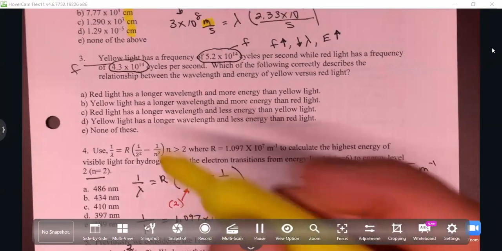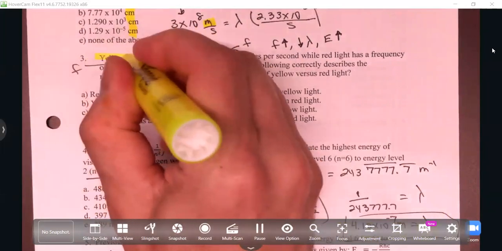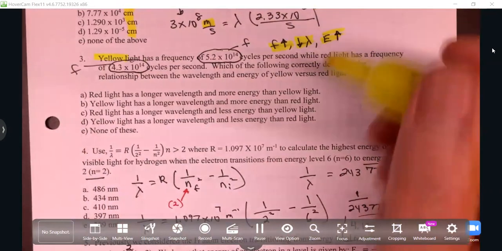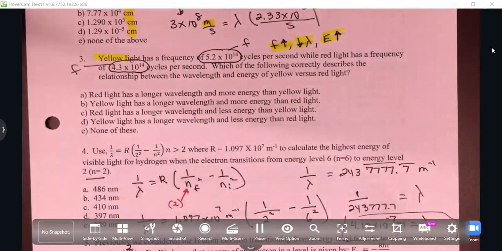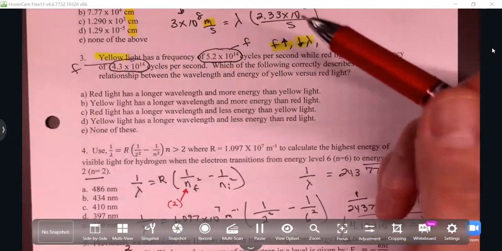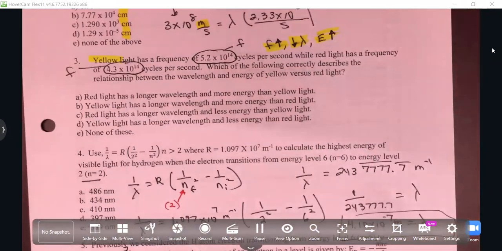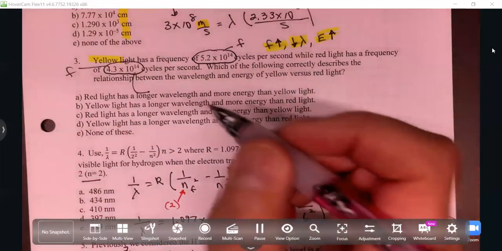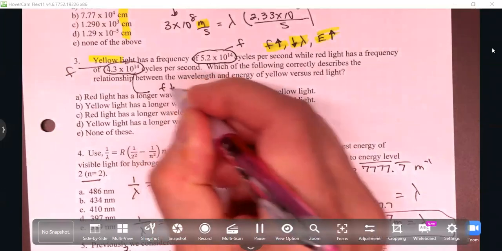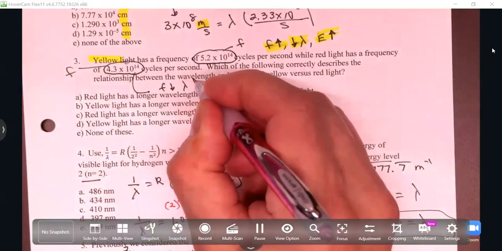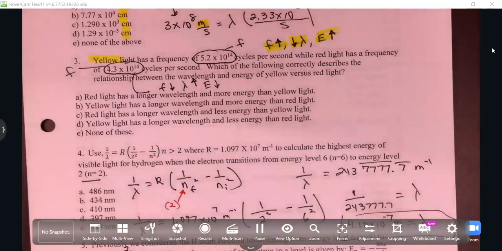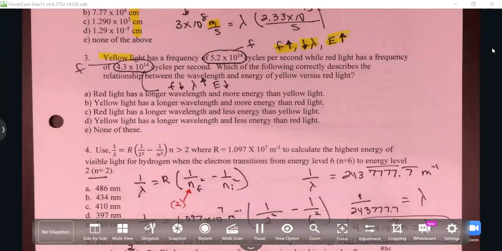So this is yellow. Higher frequency, lower wavelength, higher energy. Something should match close to that, maybe. Because red would just be the opposite. This one has a lower frequency, it would have a longer wavelength, and it would have less energy. Anything else on this quiz?